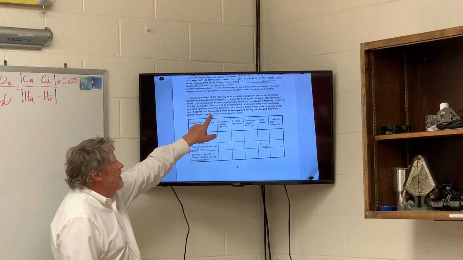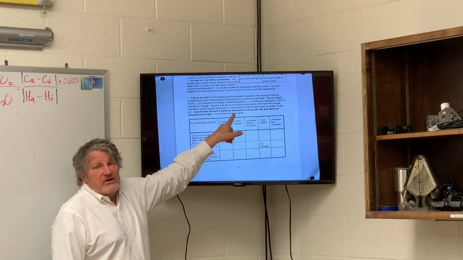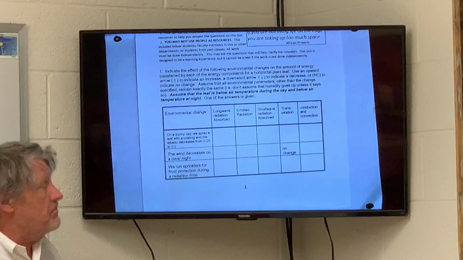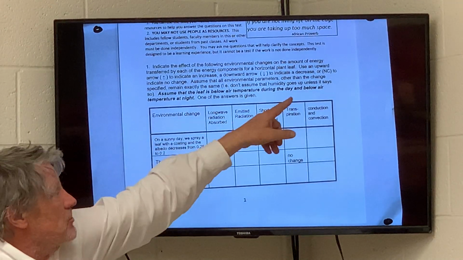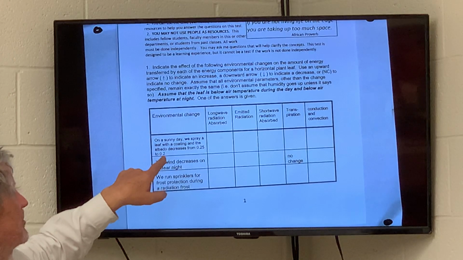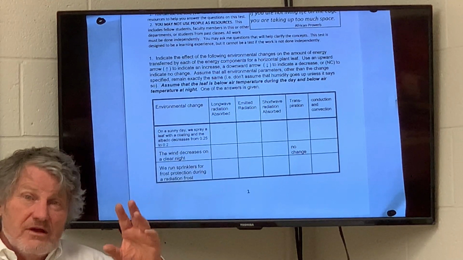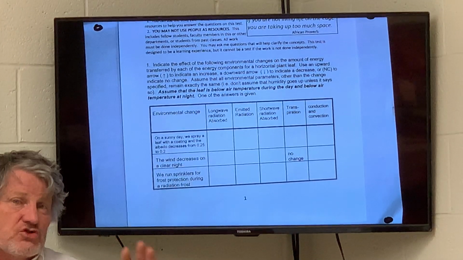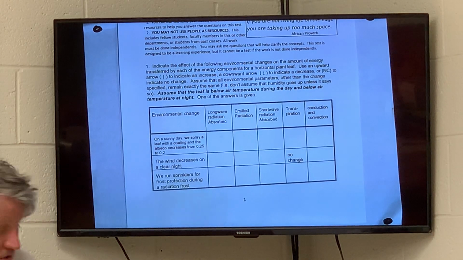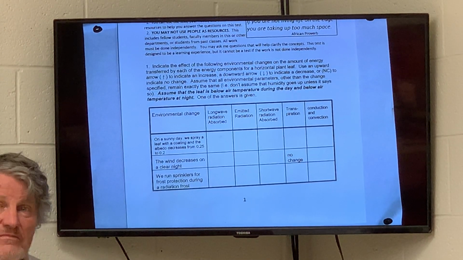First of all, the leaf is below air temperature in the day. That only happens with well-watered leaves and low humidity, but it happens. And then it's of course below air temperature at night. The first question: if the albedo decreases, and albedo, remember, is reflectance of shortwave, then the leaf is going to absorb more shortwave radiation.